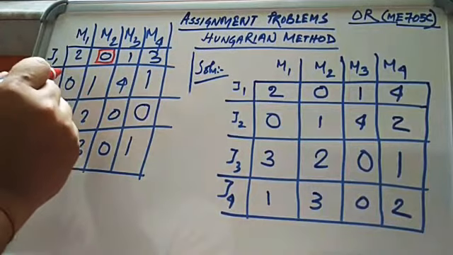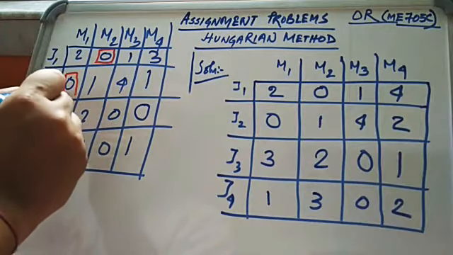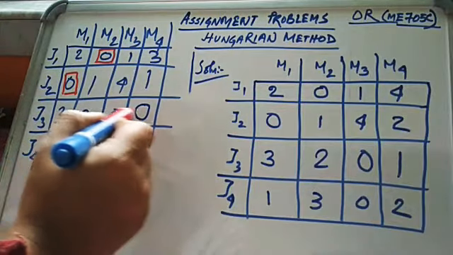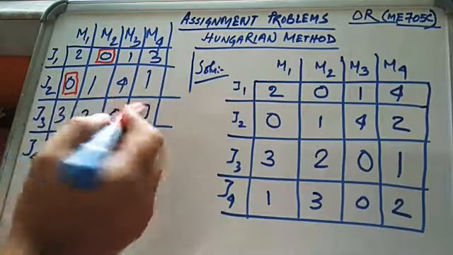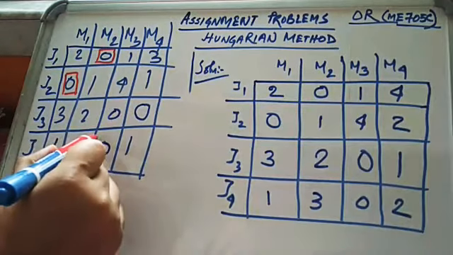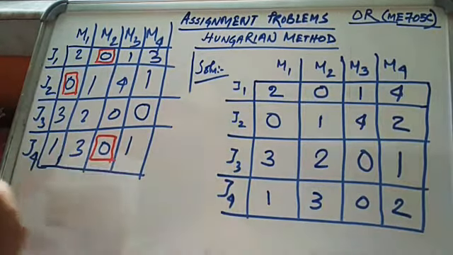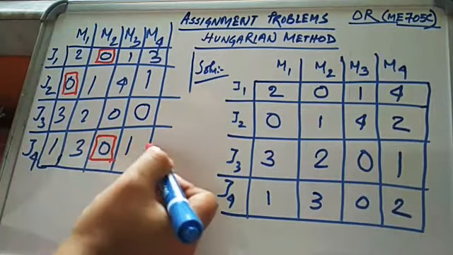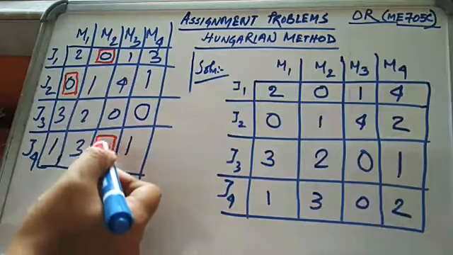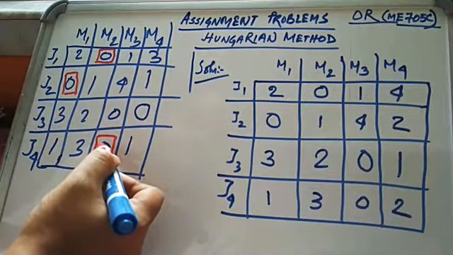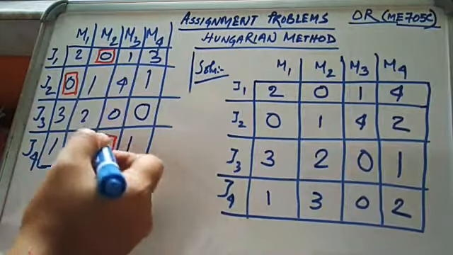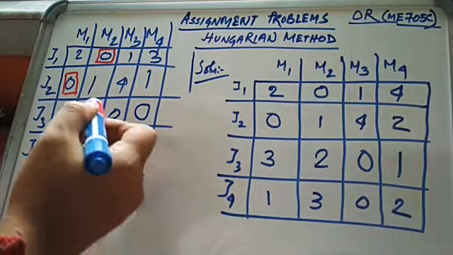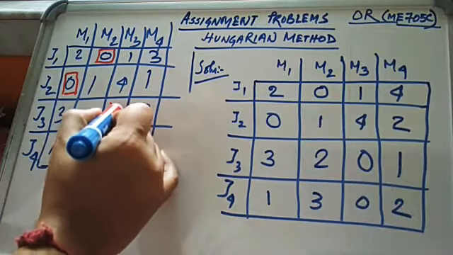Next, this row has only 1 zero. You can assign it. This row has 2 zeros, so we cannot assign. Let us move to the next row. This has 1 zero. We can assign. After assigning the 0, we have to check if the corresponding row or column of this element has any other 0 or not. If the column or row corresponding to this element has any 0, we can cross it out, like this one.